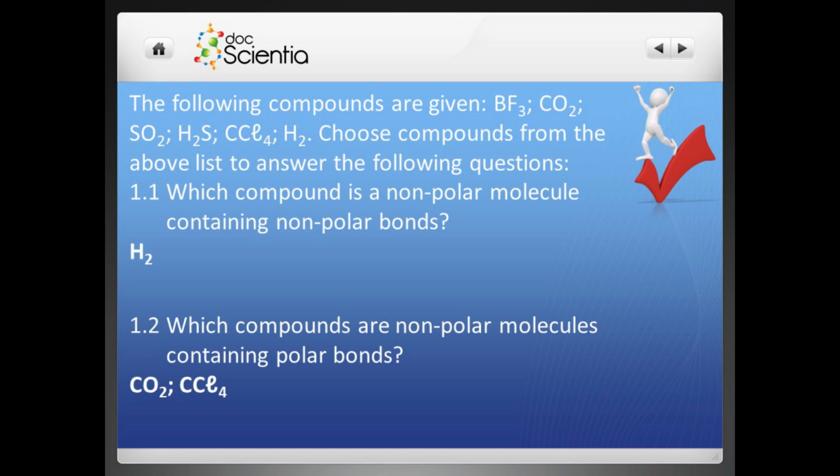Which compound is a nonpolar molecule, but it contains polar bonds? You could use either carbon dioxide or carbon tetrachloride there, because the difference in electronegativity makes the bonds polar, but both ends of the symmetrical compound are negative. So there's no pole between one side and the other side, positive and negative. So it would be non-polar as a molecule.